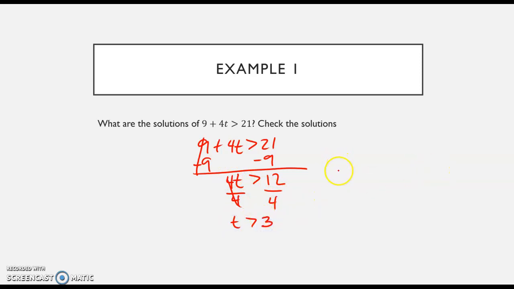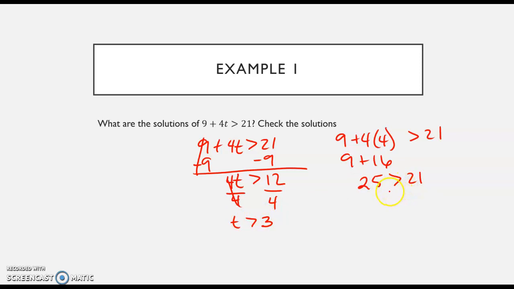And then it says to check the solutions. And so what that means is to take a number that is greater than 3. So we could do 4. So 9 plus 4 times 4. And we want it to be greater than 21. So we have 9 plus 16, and 16 plus 9. 9 and 6 is 15, so that would be 25, which is greater than 21. And so that is true. Anything greater than 3 is going to be greater than 21. And so that's how that works.